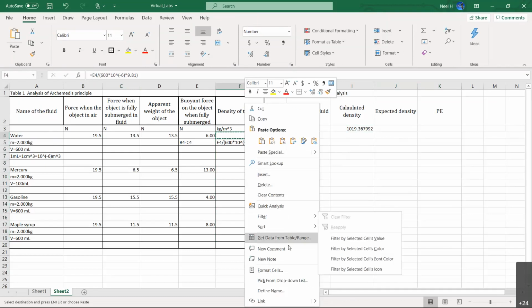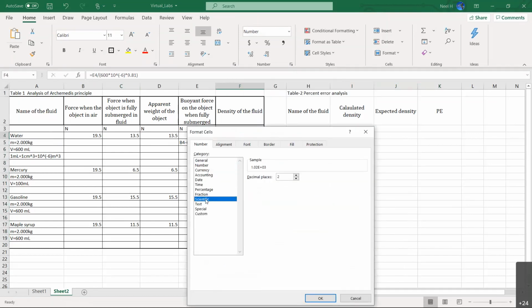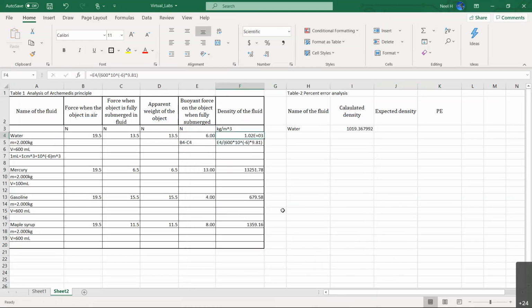This cell, let's reformat that to show scientific notation. For example, scientific notation with maybe 2 decimal places. Then we have 3 significant figures. See that? So that's actually very useful. If you do that for all of these, then you will get the right significant figures.